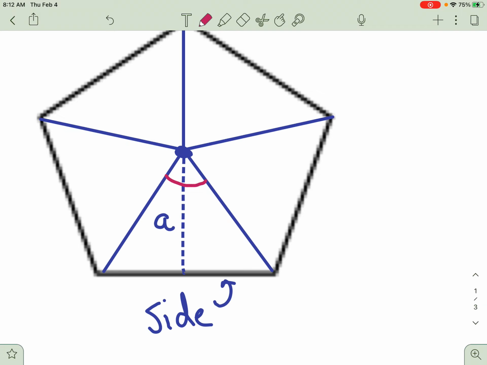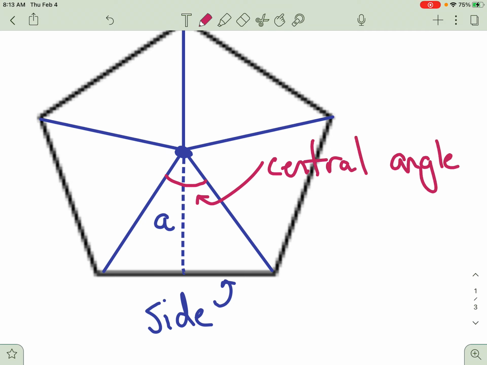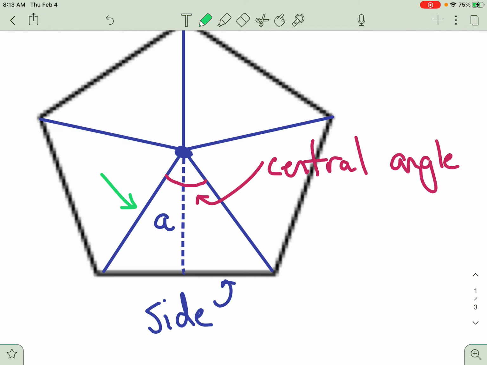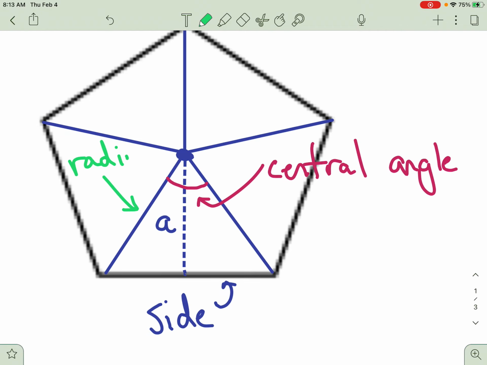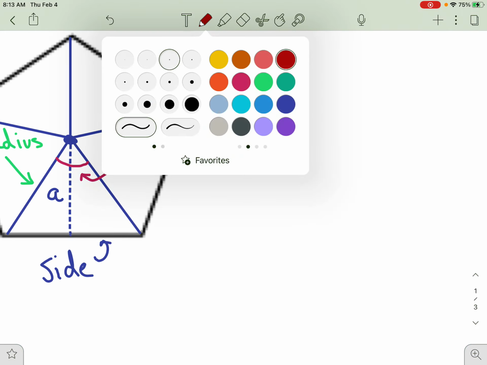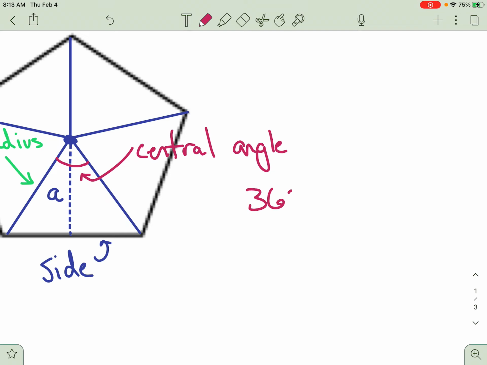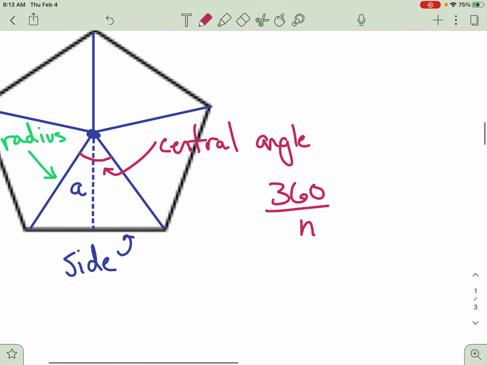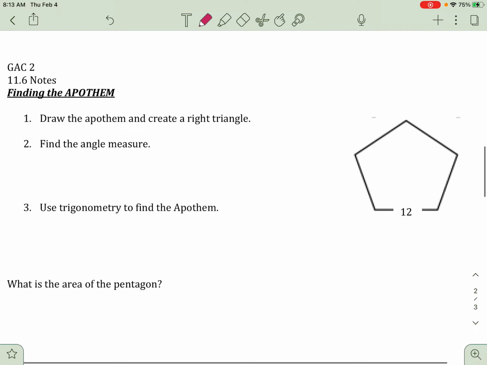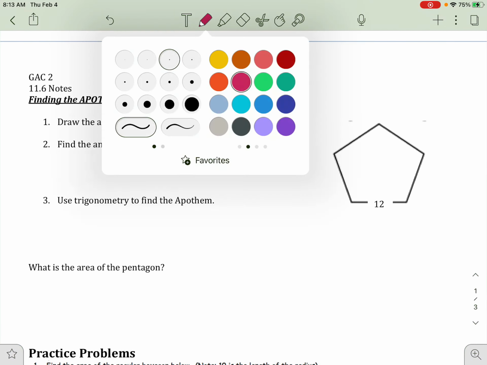And we have, ooh, this is something we haven't really talked about in a while. We have this angle that goes from the center. We call that a central angle, right? So that might help us if we're looking in terms of a triangle or something along those lines. I mentioned this earlier. This line right here is called the radius, where it goes from the center to a vertex. And one thing to note about the central angle is that it is the same as what we talked about yesterday. To find the central angle, you take 360 degrees divided by the number of sides. Okay, so that's kind of labeling those.